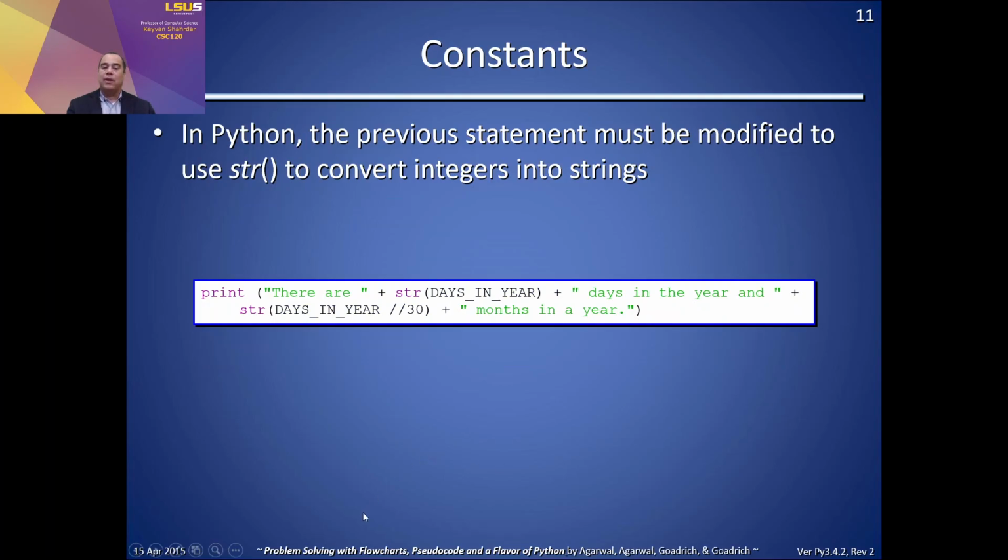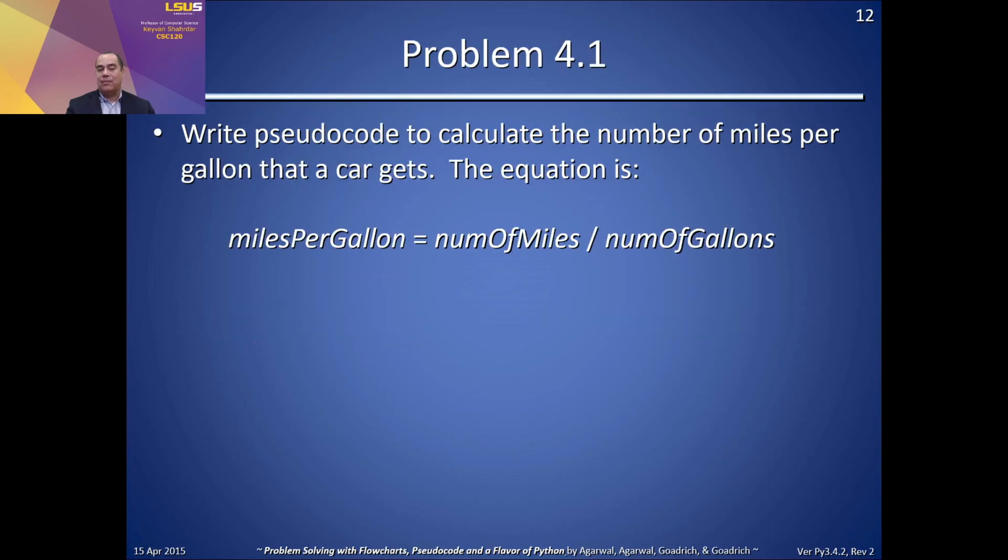And so if you look at Python, you see how the code is just a little bit different. So here you have the string plus, and you're concatenating. Since this is an integer, you want to cast it into a string, because strings and strings you can concatenate. Plus days in the year and plus, and then you concatenate the integer division as well. So that's how that would work.